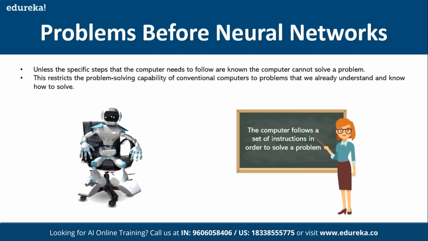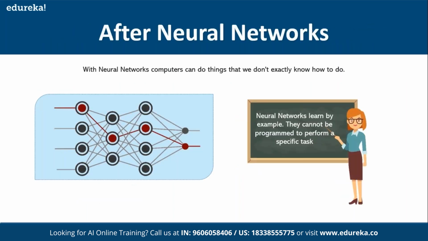So to solve the restrictiveness of problem solving capabilities, the neural network helps us. The way a neural network works is you have an input layer, then you have one to many connections, and these one to many connections become more and more with multiple layers in between, which are called the hidden layers.